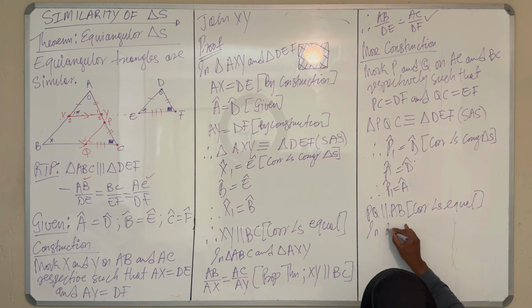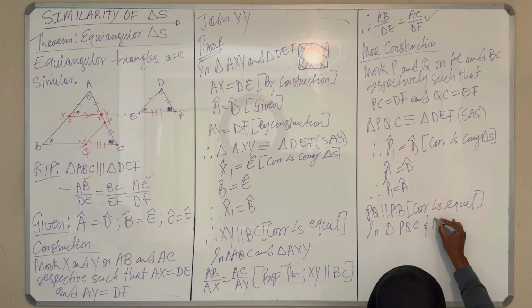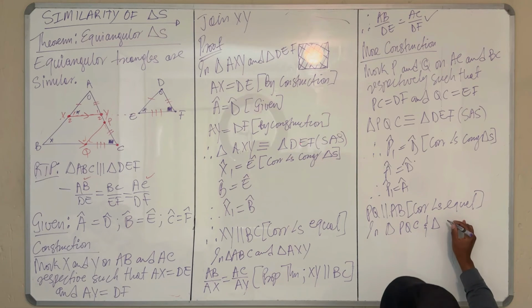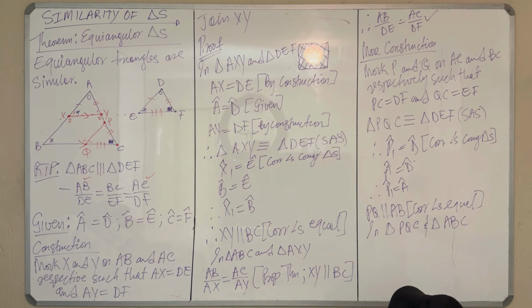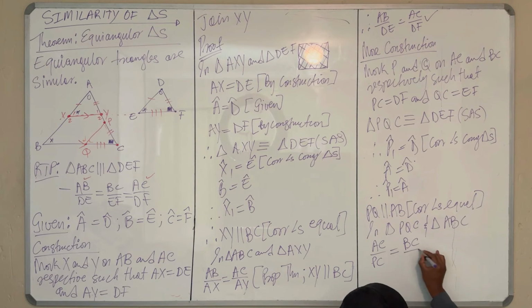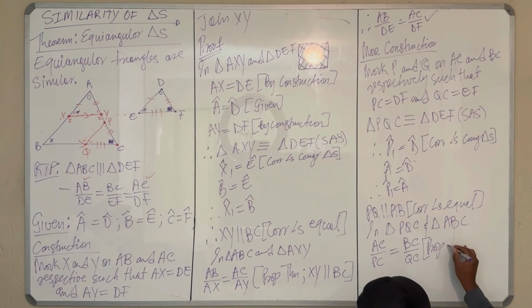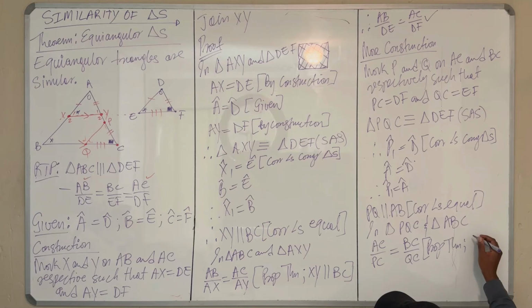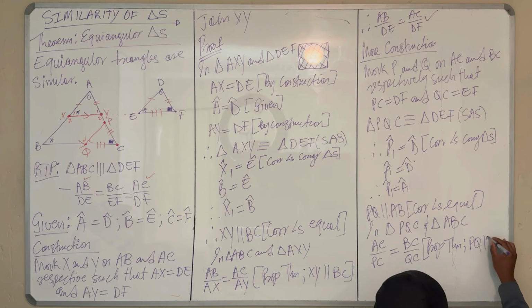So say in triangle PQC and triangle ABC. Can you see? Triangle PQC and triangle ABC. Yes. So you can say that your AC over PC is equal to BC over QC. Are you happy? Yes. We apply the proportionality theorem here. Yes. Why? Because our PQ is parallel to AB.